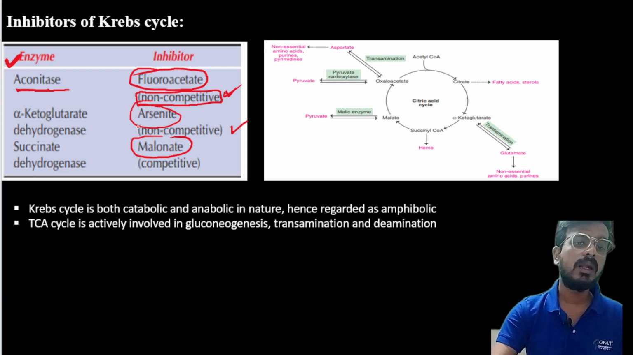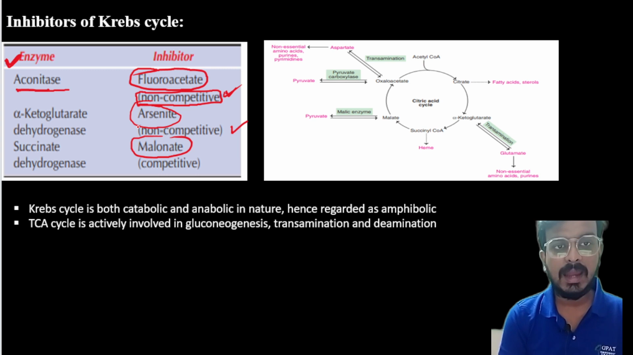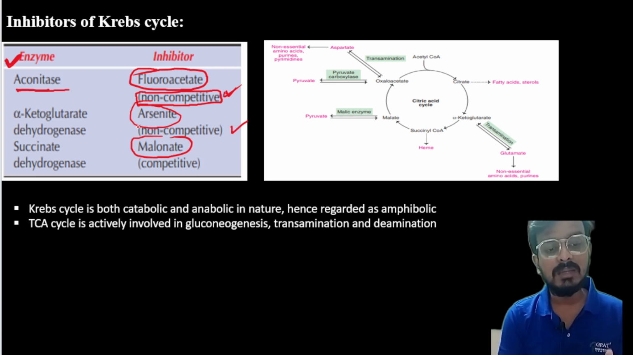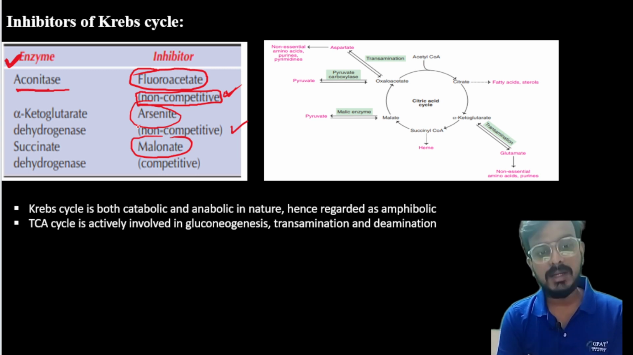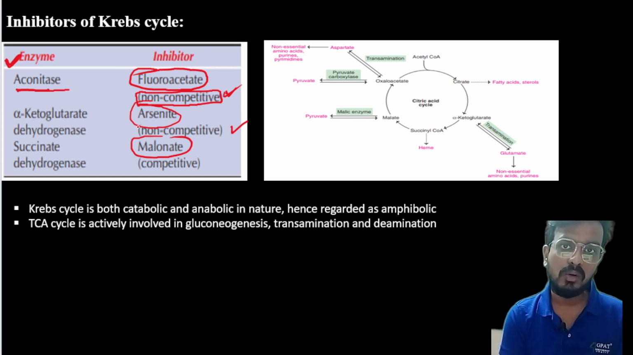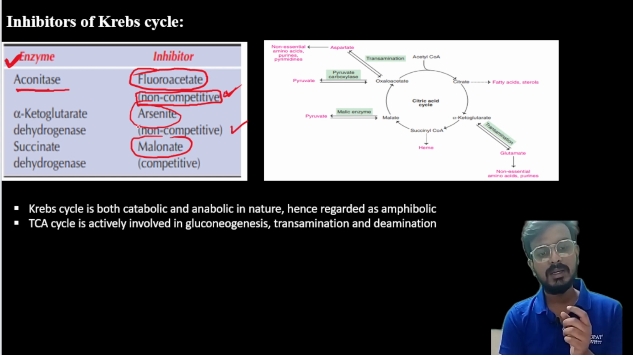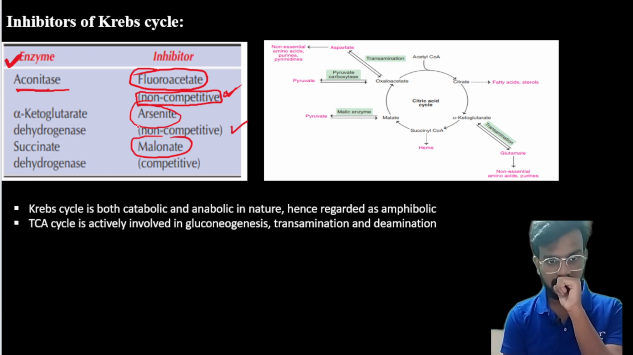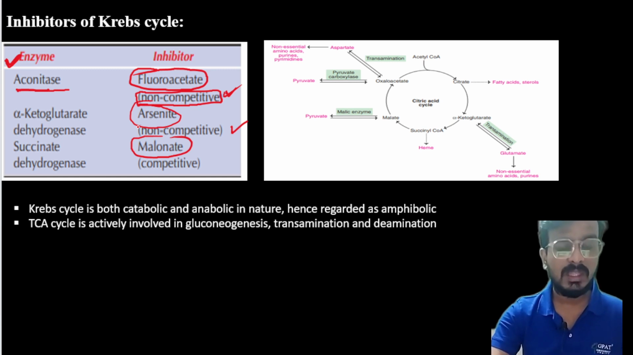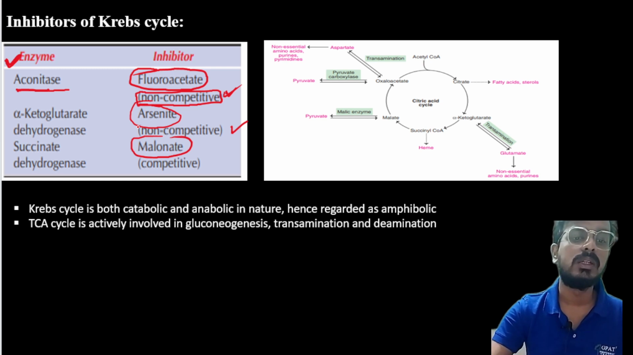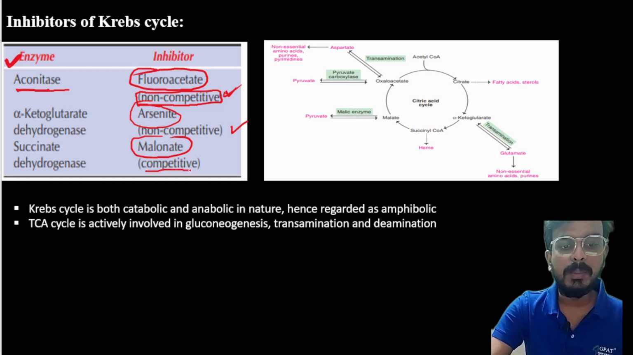So you have to remember that fluoroacetate acts as an inhibitor of the aconitase enzyme. Arsenite acts as an inhibitor of alpha ketoglutarate dehydrogenase. Malonate acts as an inhibitor of succinate dehydrogenase, and this malonate is a competitive inhibitor.